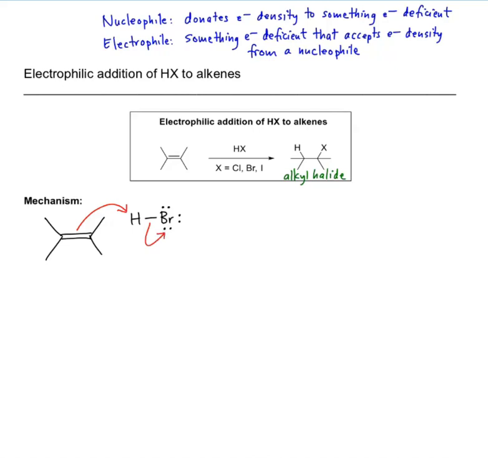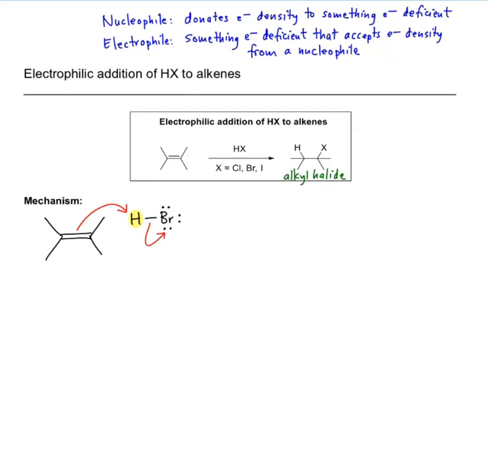So you draw that the way we've drawn any proton transfer. The arrow originates at the thing that's acting as the base. It points to the proton that it's going to accept, and the bond between the proton and the thing that the proton is attached to breaks towards that thing. So this is the proton that's going to get attached to one of the alkene carbons.